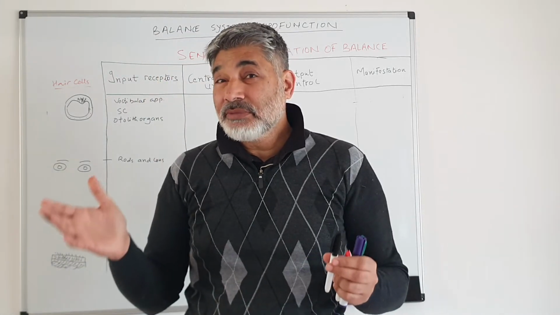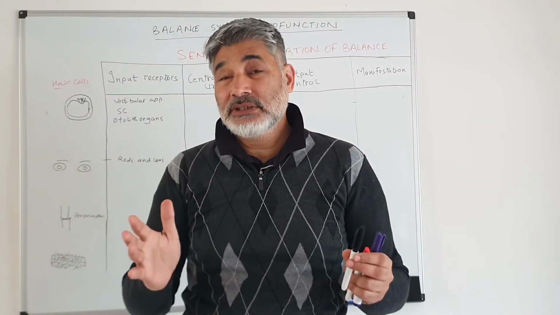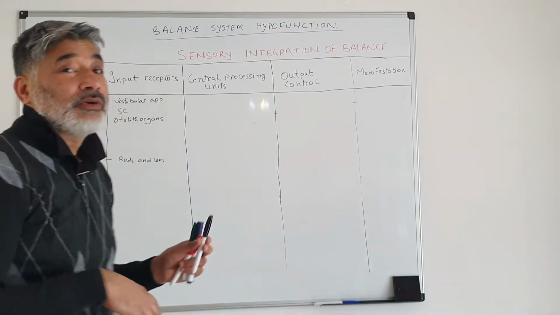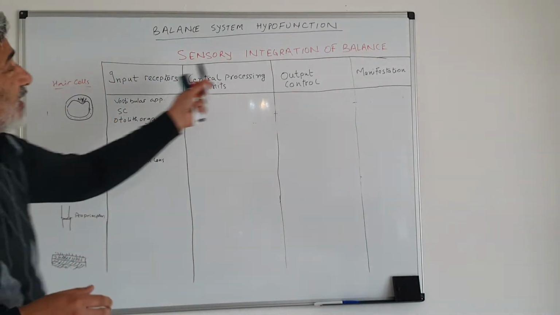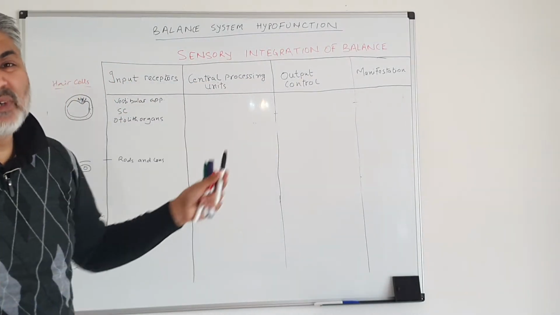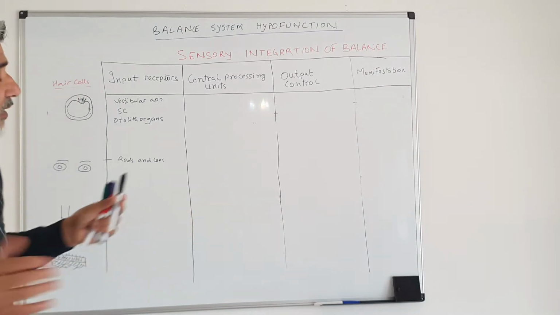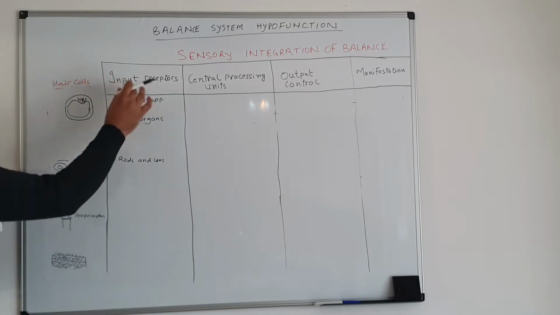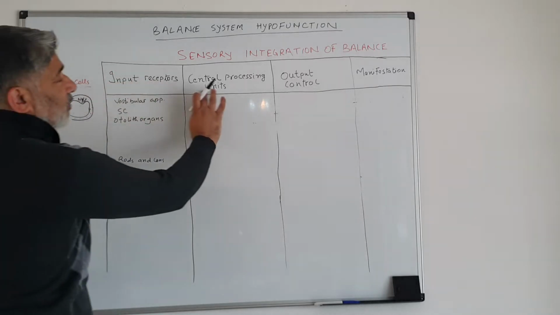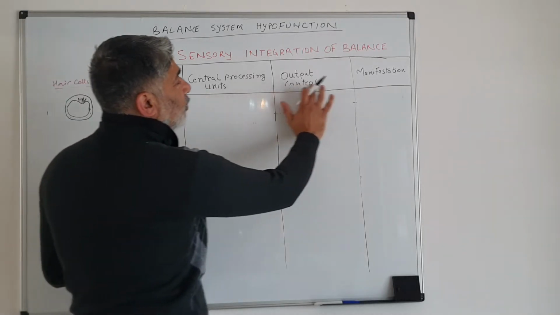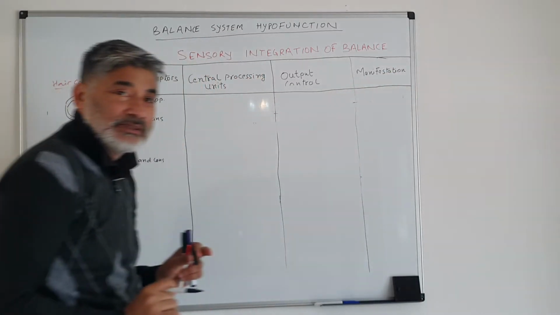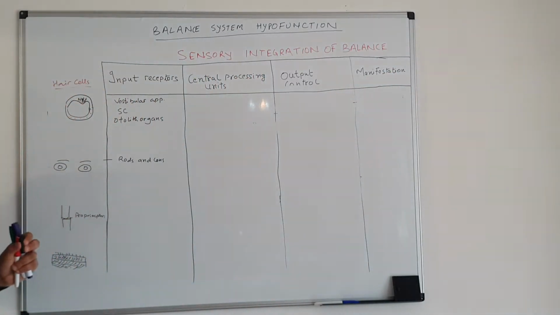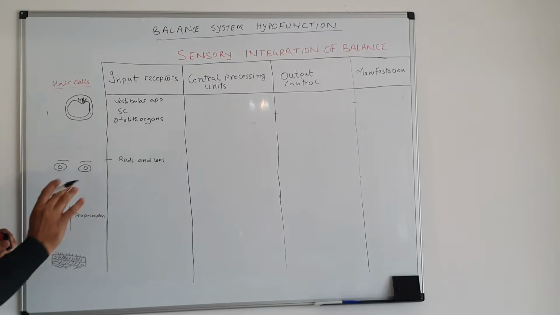Before I start speaking about VOR reflex, I would like to recap what was discussed last time. It was the sensory integration of the balance system. That's very important to have a better understanding. So we discussed peripheral input receptors, central processing units, output control, and manifestations. I'll just recap one by one again.